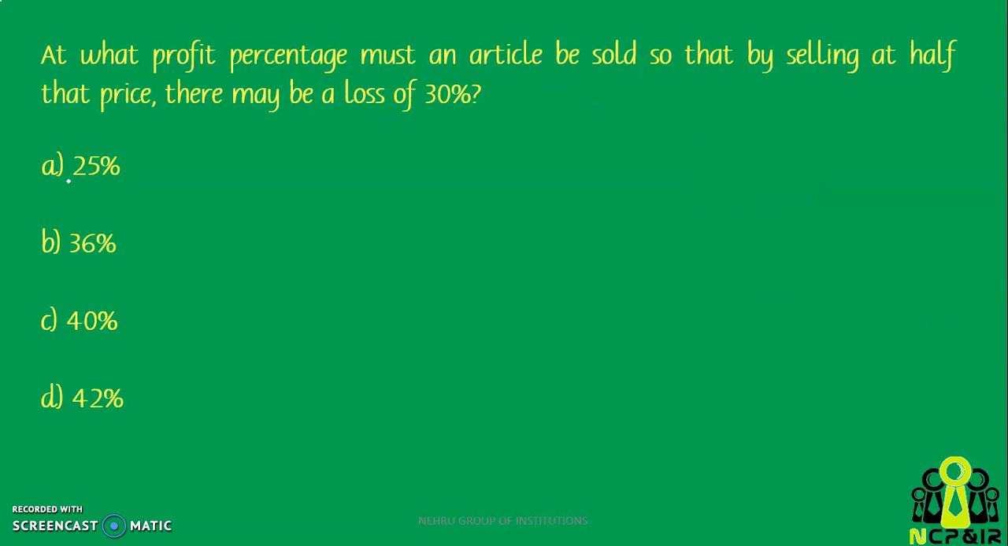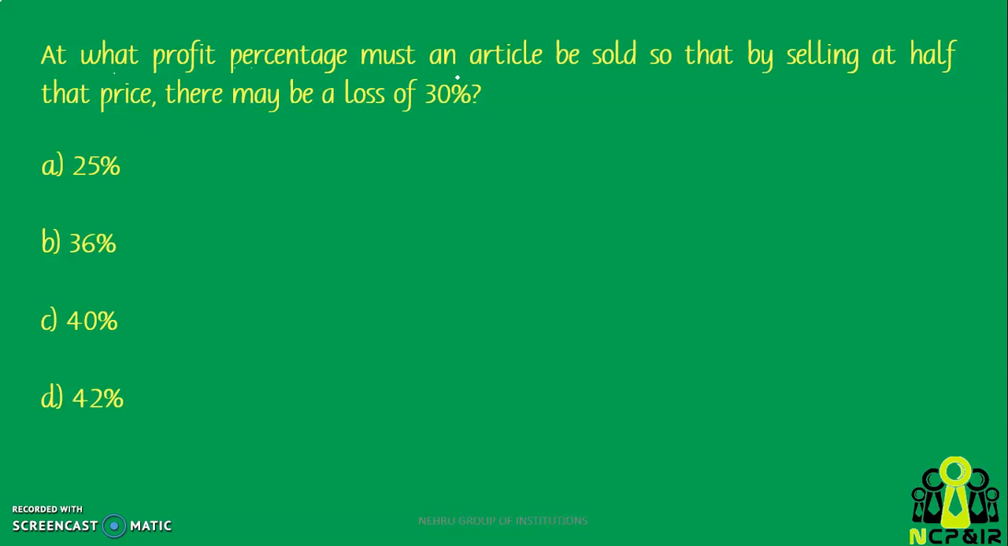Now the next one: at what profit percentage must an article be sold so that by selling at half that price there may be a loss of 30%? These types of problems you can also do with reverse modeling, where you start from the given choices and find out which is the best choice. That is also one possibility. But anyway, I'll tell you how to solve this one.